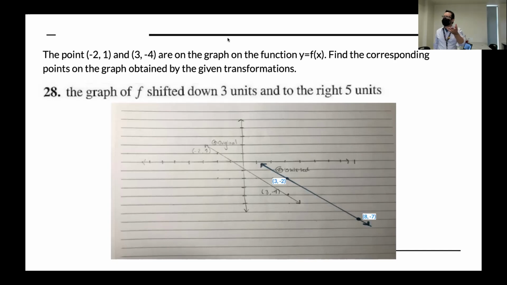Correct. So what we're doing there is the same situation. Now we've got a combination of 2, so we shift down 3 units. That means that we are subtracting 3 from the y. So 1 turns into 1 minus 3, which is -2, and -4 turns into -4 minus 3, which is -7. Then we shift 5 units to the right. That means we're adding 5 to the x. So the -2 turns into 3, and the 3 turns into 8, and that gives us the points 3 comma -2 and 8 comma -7. Okay, good job, correct. Thank you, Leo. Well done.